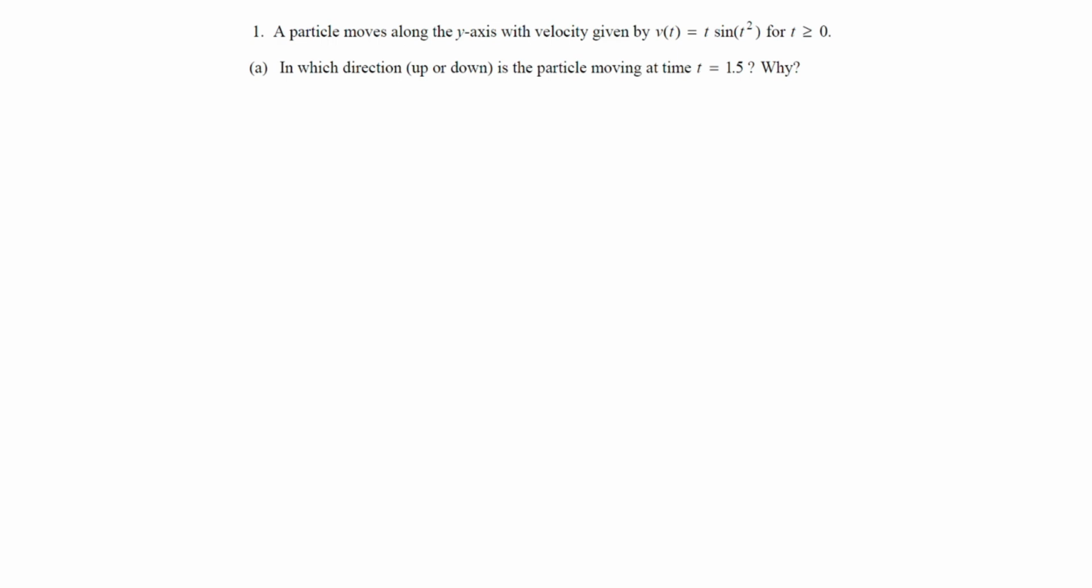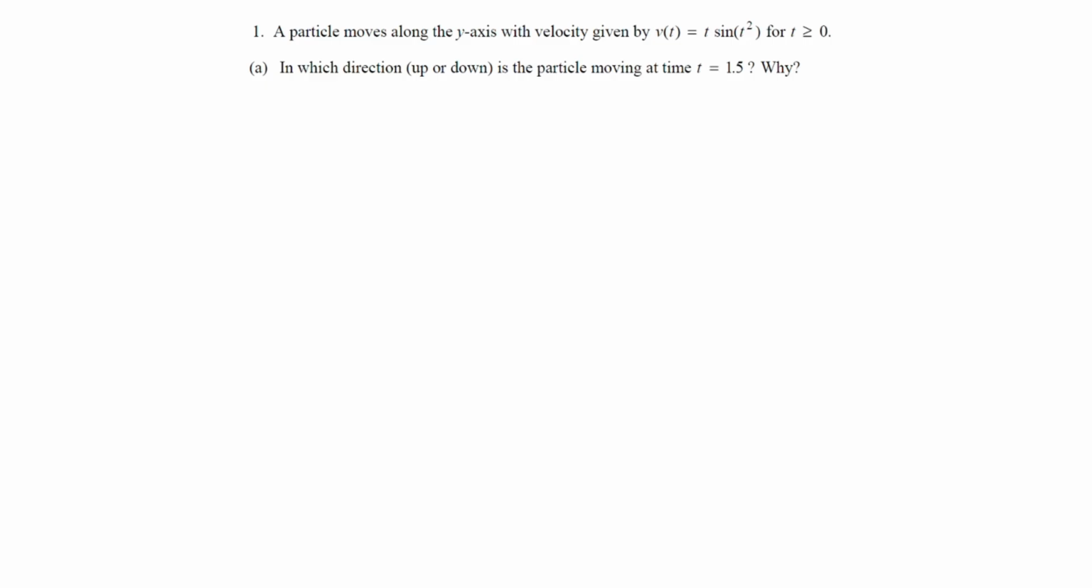All right, this is question number 1 from the 1999 AP Calculus AB exam. It's a motion question, it's a calculator question, and they've got a particle moving along the y-axis with this velocity of t times the sine of t squared for t greater than or equal to 0.